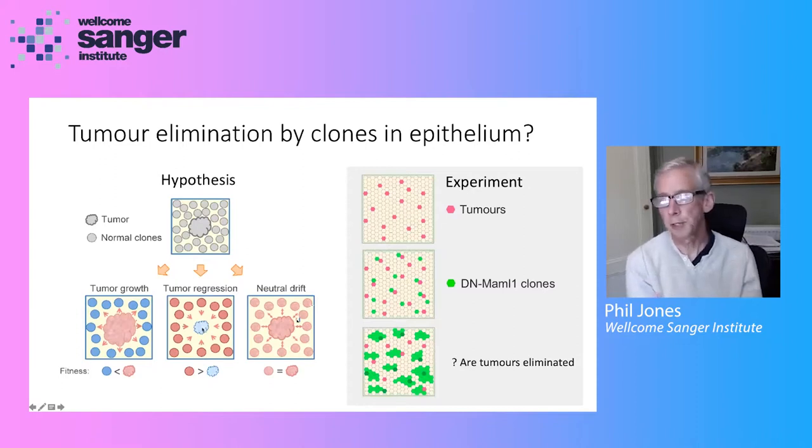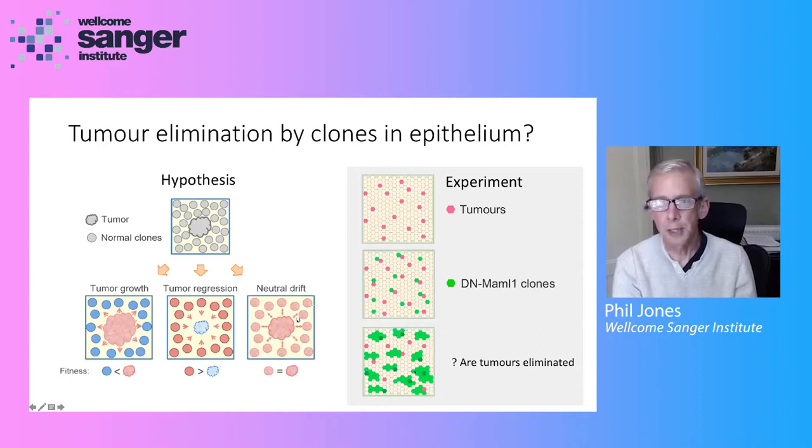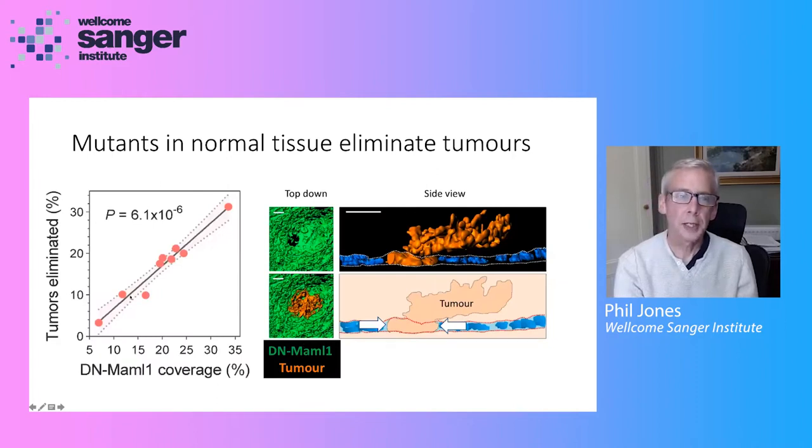So to test this, we did several experiments, but one's shown here. We generate some tumours, and then we turn on this very, very competitive mastermind mutant that I've talked about before. We let the mastermind clones expand and see whether tumours are eliminated. And the crunch result is shown here, that as we dial up the proportion of coverage of this mastermind mutant, this is directly proportional to the elimination of tumours.